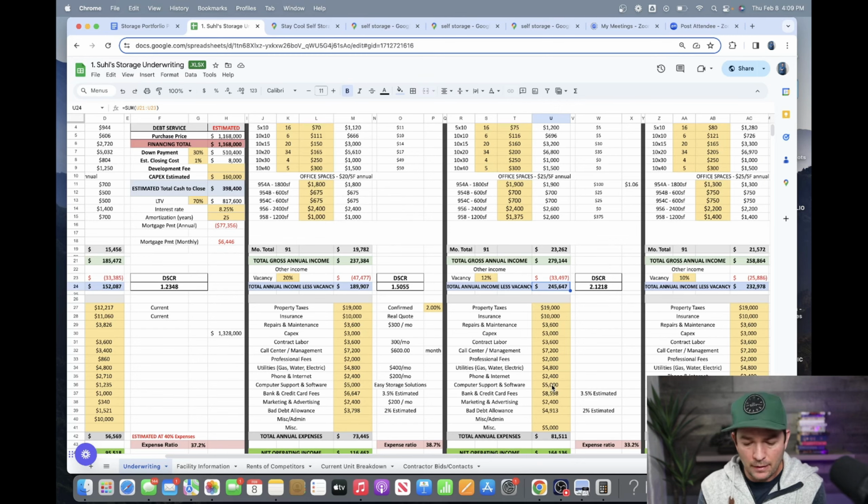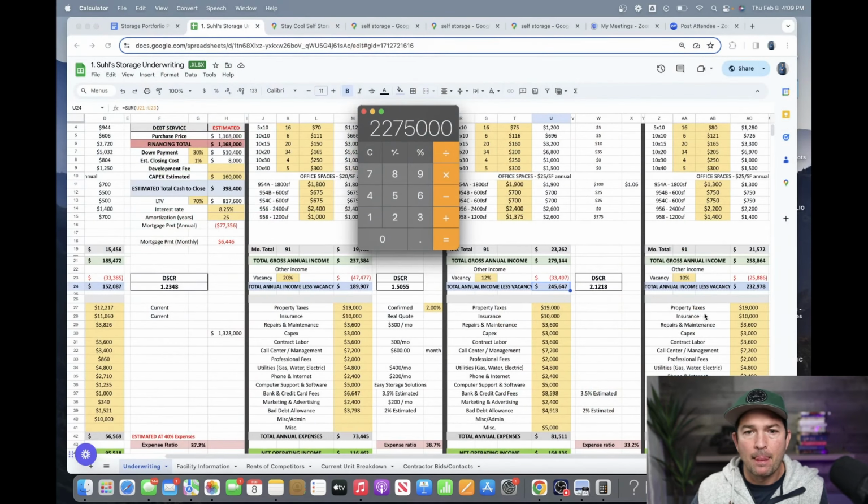Now for fun, let's do the same thing. And let's go 245,000. Let's just check this. Let's safety test this. We're going to take 35 expense ratio. Now let's divide by an 8 cap. I don't think we're going to sell it at an 8 cap, but just in case.